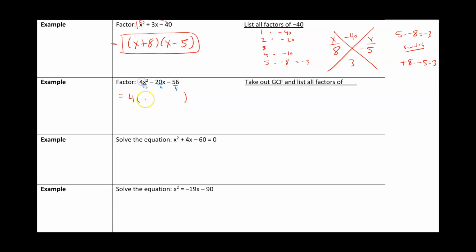So 4 divided by 4 crosses out. We have x squared. Negative 20 divided by 4 is negative 5x. Negative 56 divided by 4 is negative 14. So we take out the GCF. Now we only focus on this trinomial.